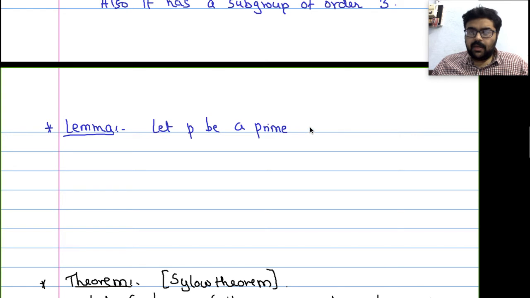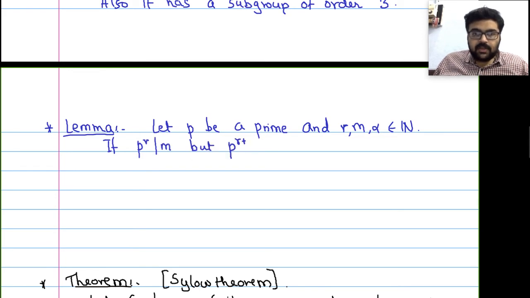So let p be a prime and r, m, alpha be natural numbers. If p power r divides m, but p power r plus 1 does not divide m, that is, the maximum power of p in m which we can extract is p power r, and p power r plus 1 does not divide m.